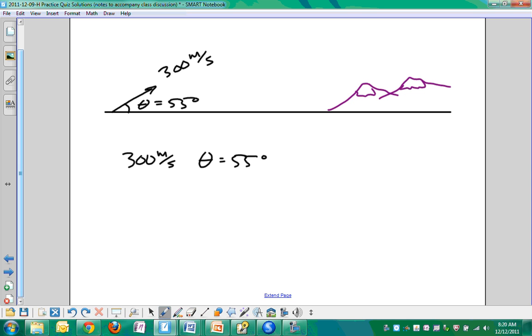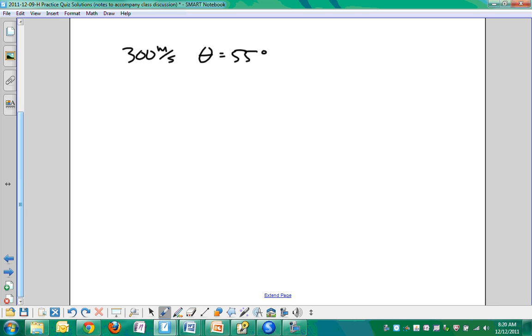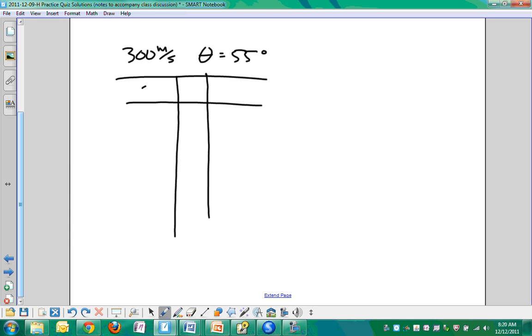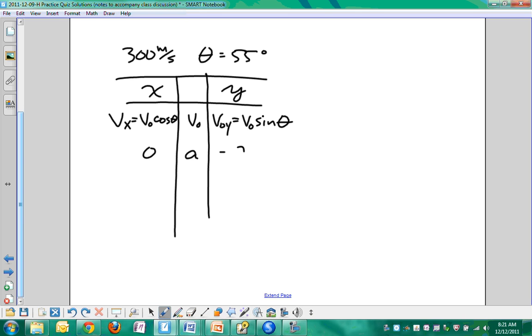All right, so now we're going to have our chart with x and y. What is the x component of our initial velocity? V naught x is equal to v naught cosine theta. V naught y is equal to v naught sine theta. Acceleration in the x direction, 0. Acceleration in the y direction, negative g.